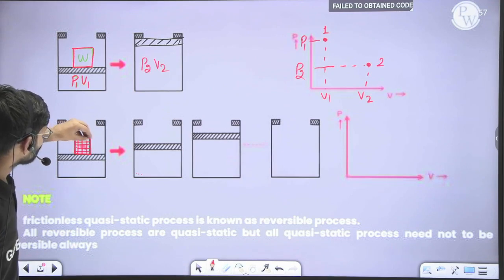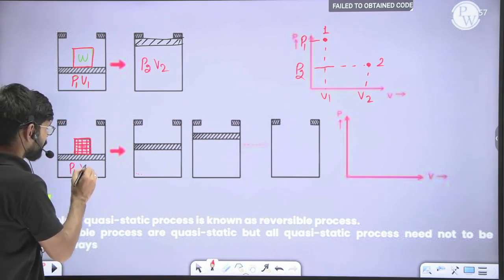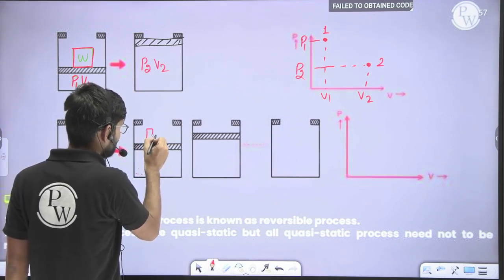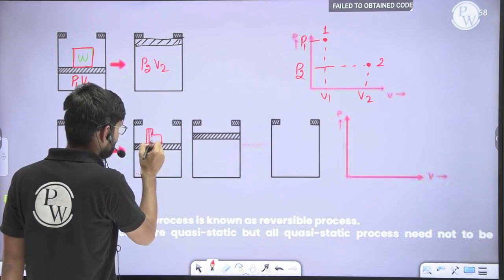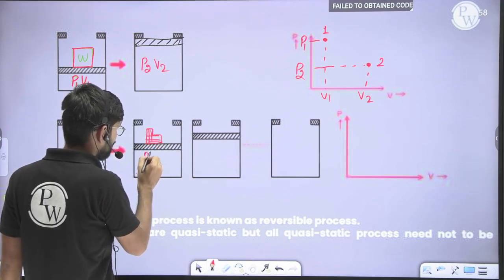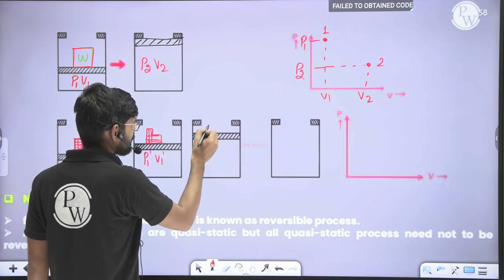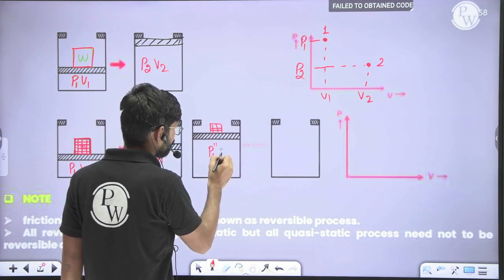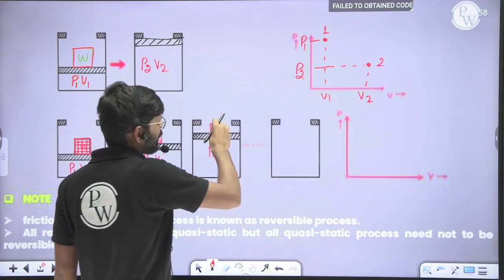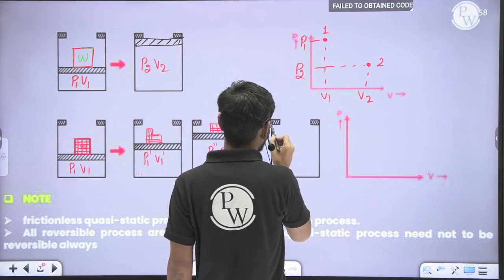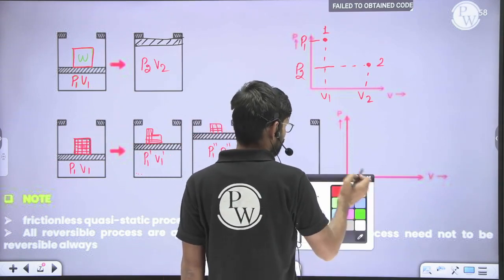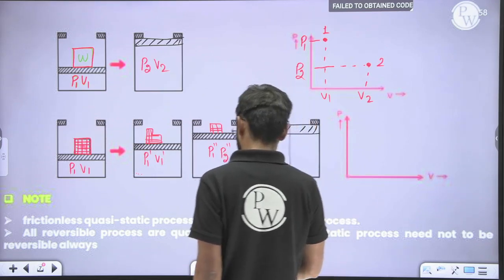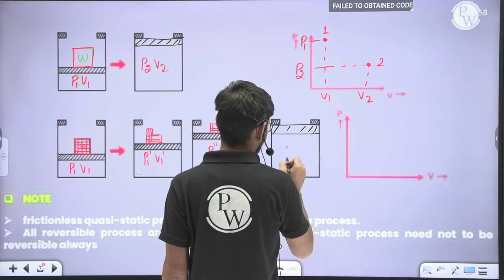Now what we are going to do here: the initial condition is known, P1 V1. Now we remove a few. When we remove one, it will look like this, and one intermediate state will be known here, P1 dash V1 dash. Then again some particles come out, giving P1 double dash, V1 double dash. Slowly, one by one, we remove them, and after some time our piston will reach the top, where pressure and volume will be P2 V2.